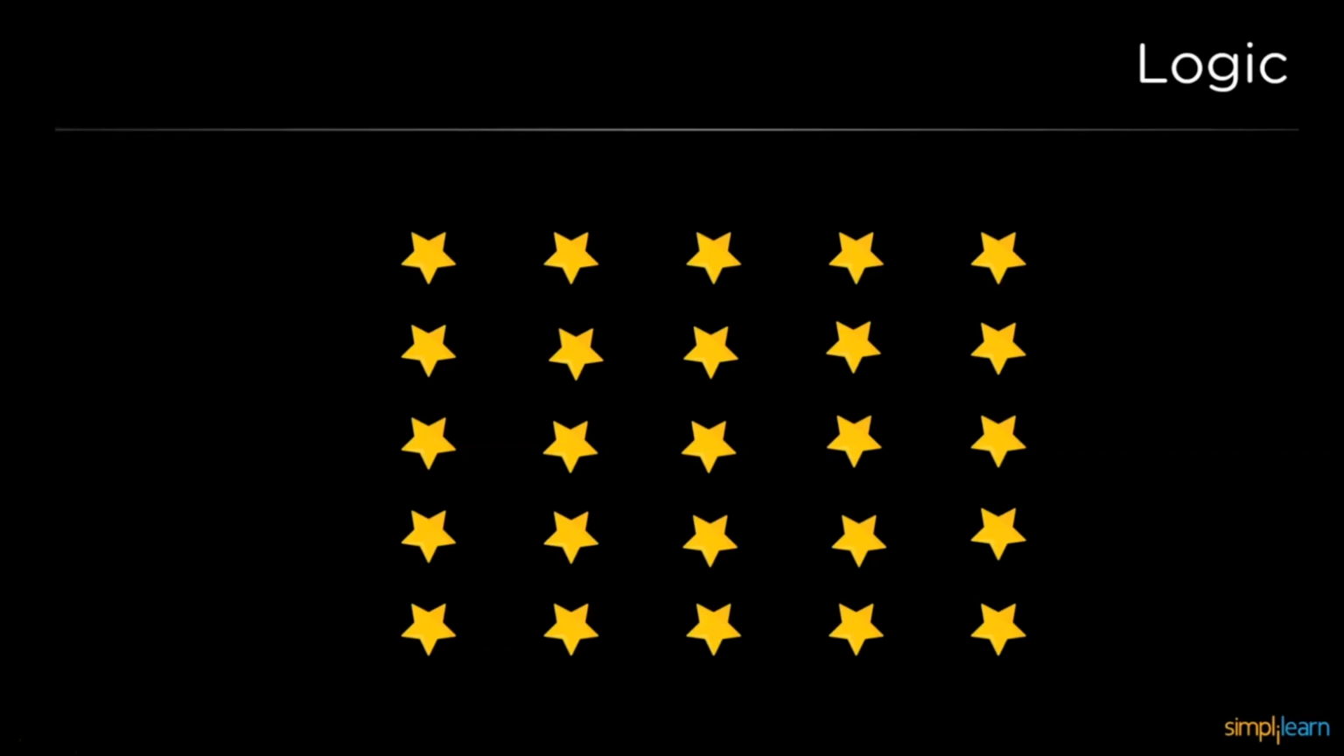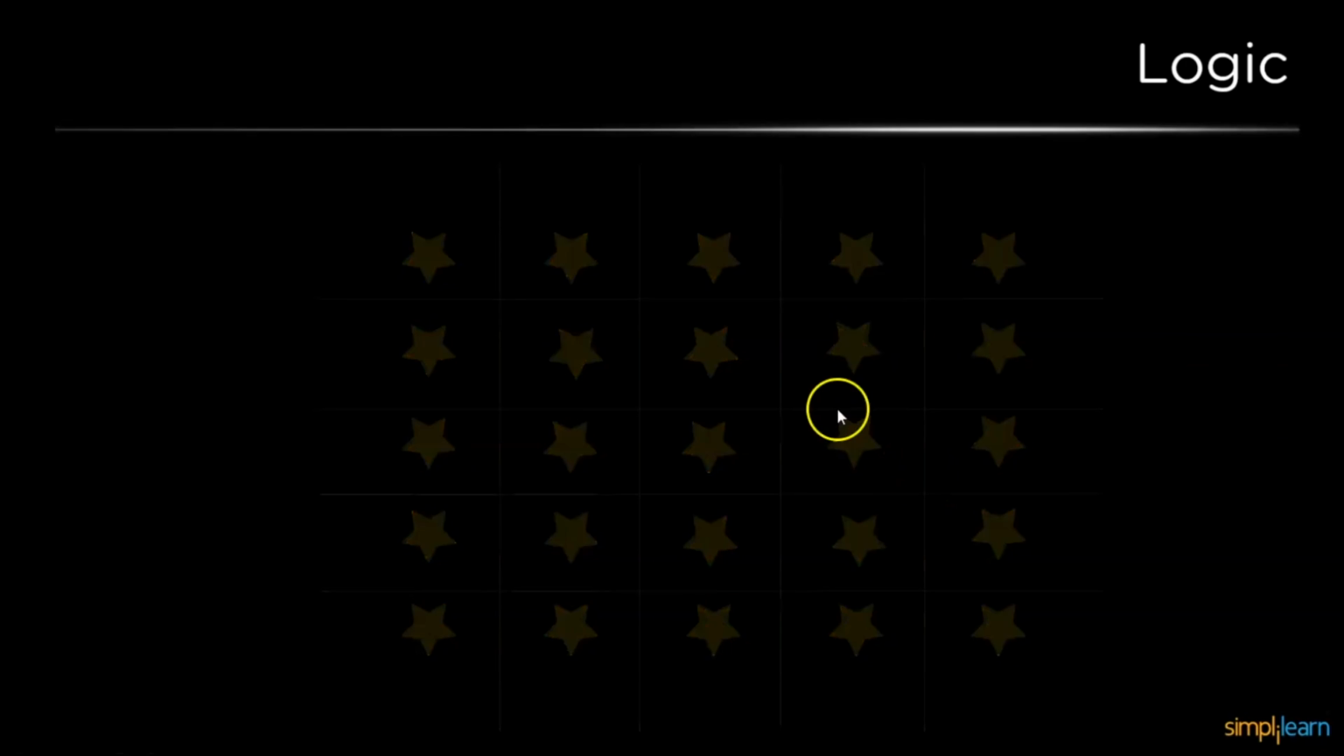Following, we have a square star pattern. It is very much similar to our previous pattern, but that was a hollow box pattern. Here, the only difference is that we have stars in between. So now let's have a look at the code.